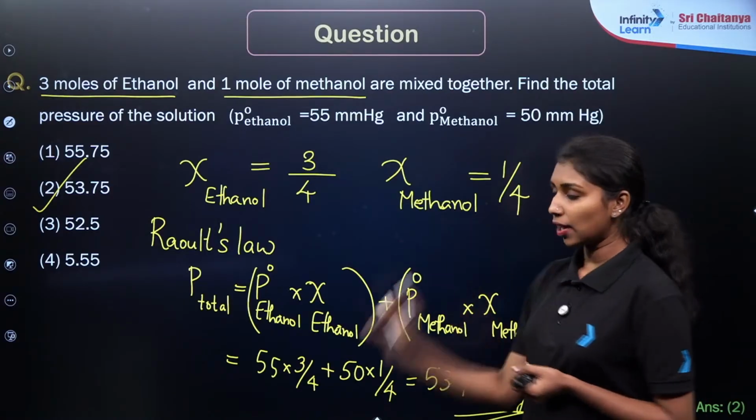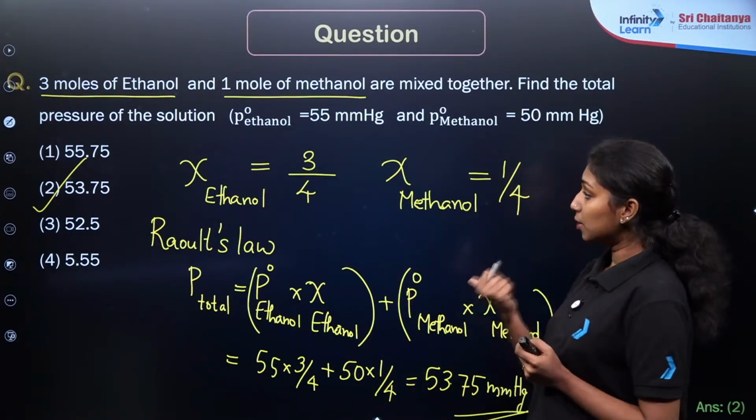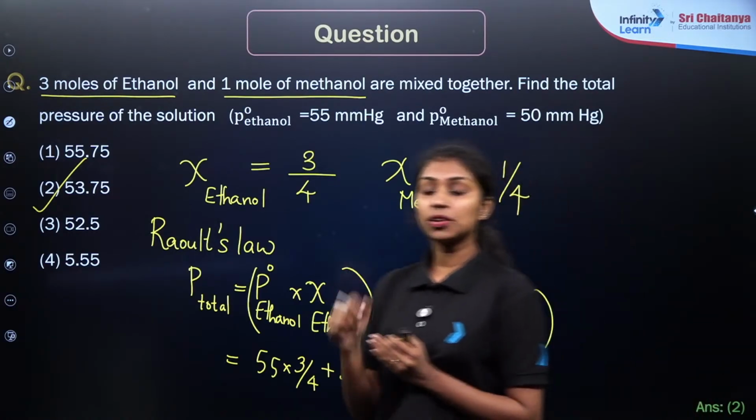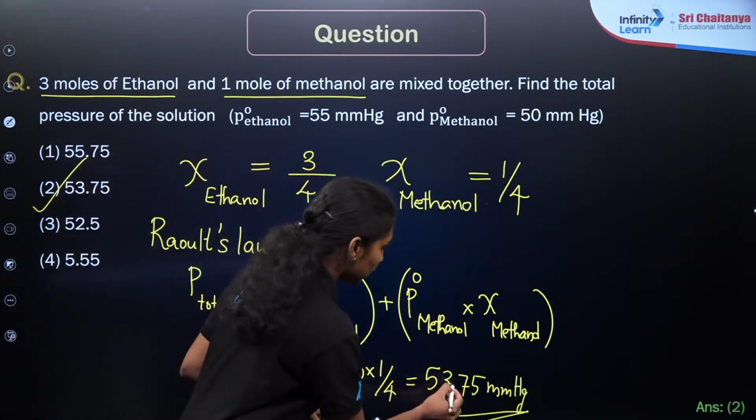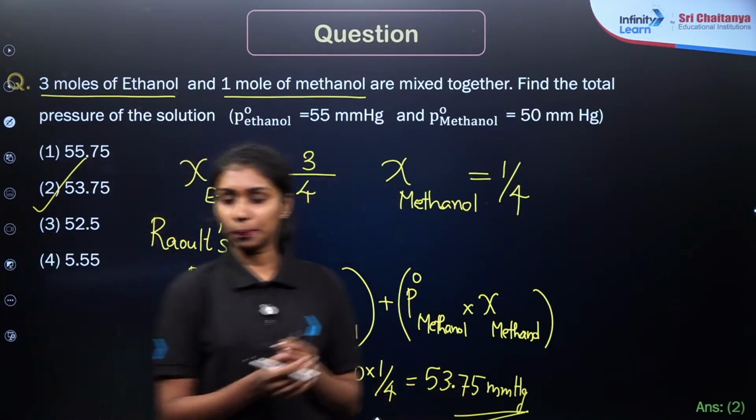You need to do simple calculations here. First you have to calculate the mole fractions of each component and apply them in Raoult's law. Do the normal calculations here. You will get the answer as around 53.75 mmHg. Clear?